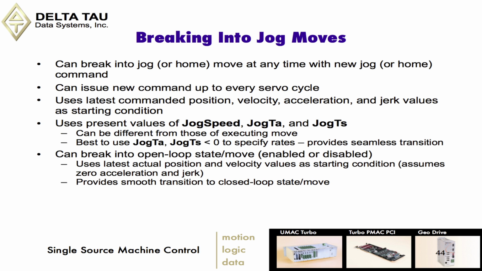So you can break into a jog move at any time with a new jog move or home command. You can issue these new commands as fast as the servo cycle. The latest commanded position, velocity, acceleration, and jerk values are used as the starting condition when blending into the new jog move. It uses the present values of jog speed, jog TA, and jog TS, and can be different from those of the executing move, the move that was already previously executing.